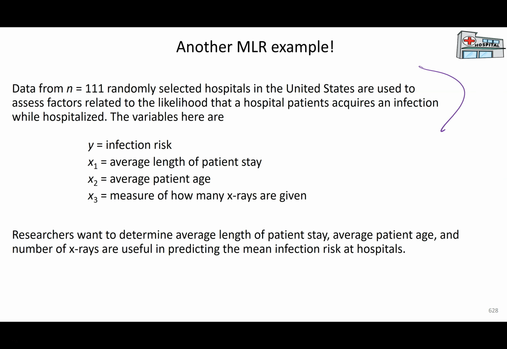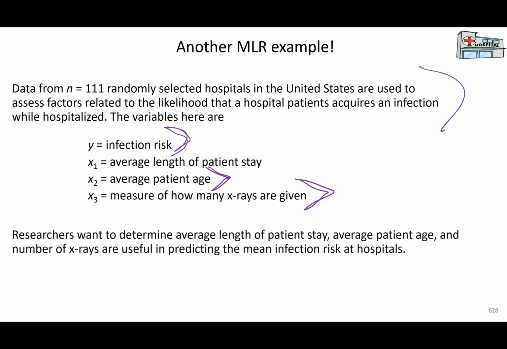So the variables we collected were infection risk. This is on a scale, I don't remember if it was 1 to 7. I forget exactly. It was a little funky. There wasn't a whole lot of information on it. There is the average length of patient stay, so at this hospital, the average patient stay was however many days. The average patient age, so the average of the patients' ages at that hospital.